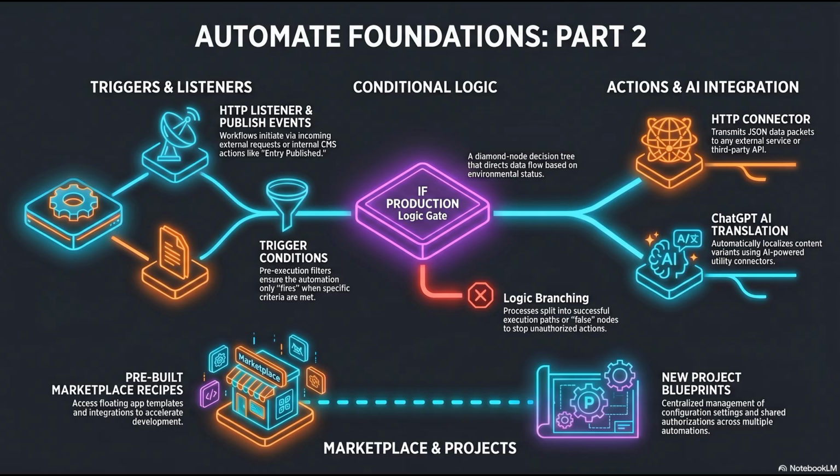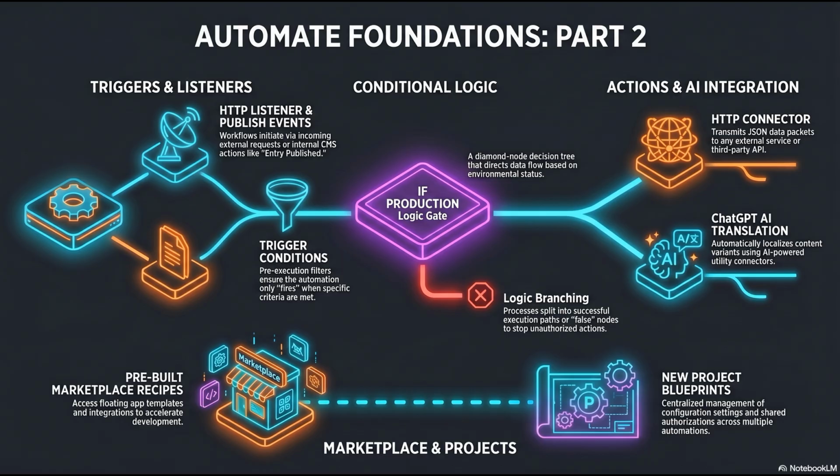We have covered an immense amount of architectural ground today. We started by designing secure perimeters with centralized project authorizations, effectively solving the credential rotation nightmare. We engineered trigger conditions to act as financial and operational fail-safes, preventing CMS noise from overwhelming our infrastructure. We moved outward, deploying HTTP listeners as secure API gateways with strict header validation, and utilized HTTP actions paired with webhook.site testing to construct resilient, outbound data integrations.